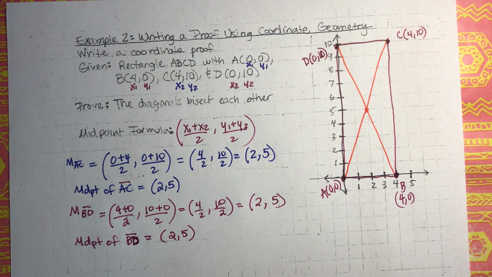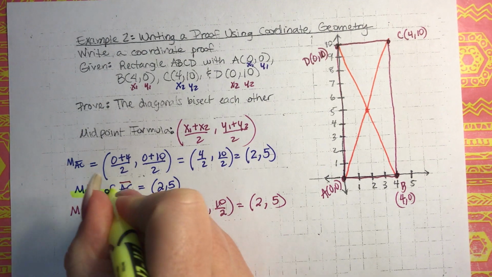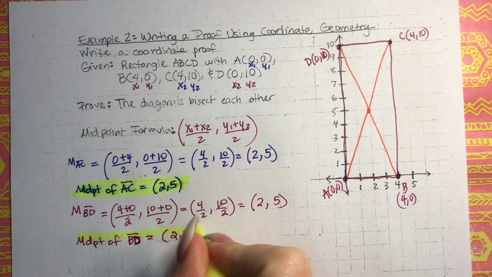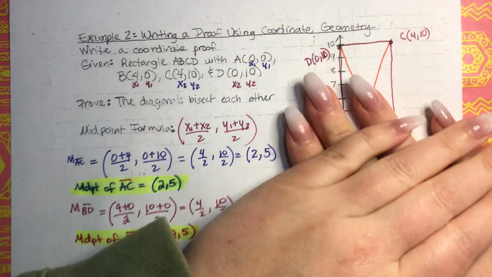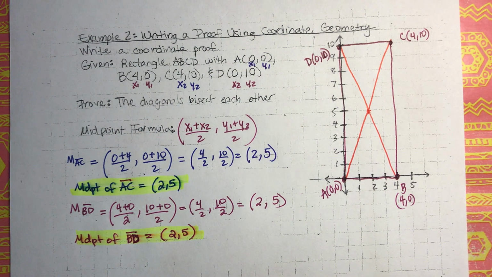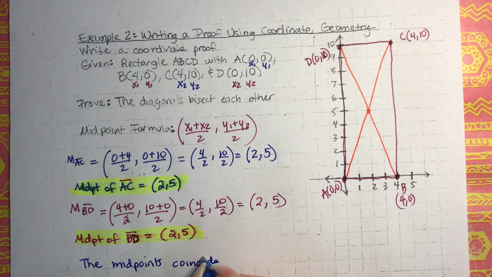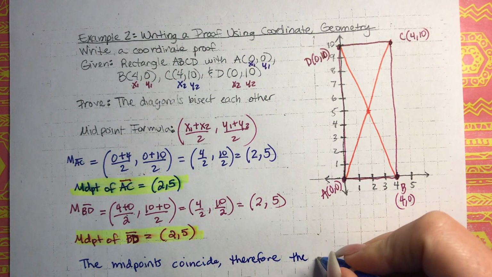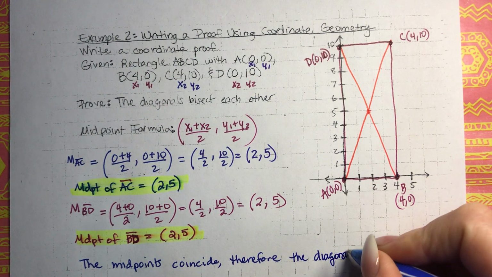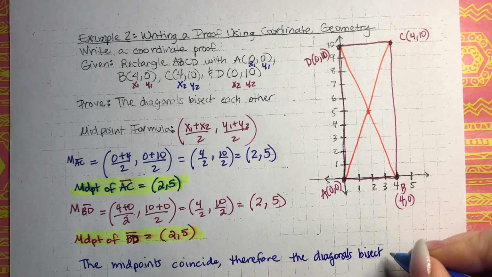Now we can see that they are the same, and when they're the same, a lot of times they say coincide. The midpoints are right on top of each other. They're stacked on top of each other. They're coinciding. So what we're going to say is that the midpoints coincide. They're the same. Therefore, the diagonals bisect each other.